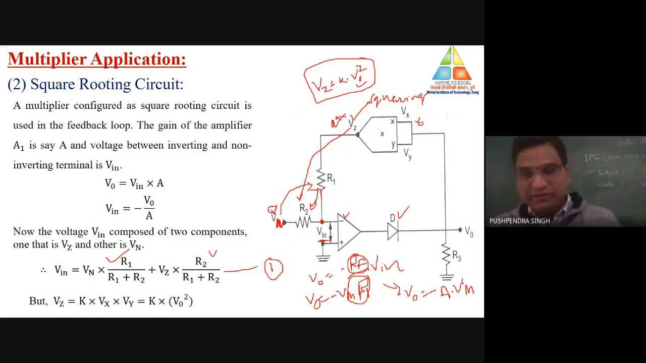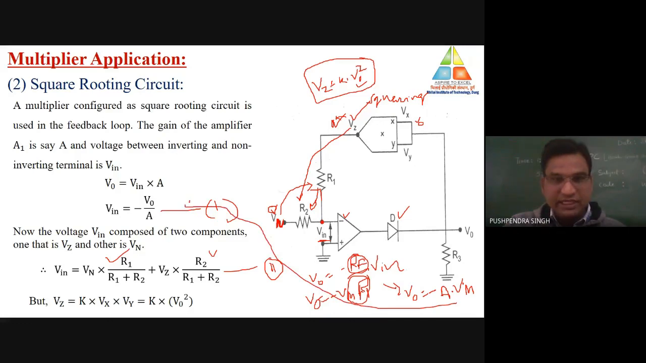Why minus sign? Because it's an inverting amplifier configuration, and in case of an inverting operational amplifier, there is a phase shift of 180 degrees between input and output waveform. That's why the sign is negative. So with the help of that, we have calculated the value of Vn. So Vn is equal to minus of V naught divided by A. Now substitute the value of Vn from here to there.